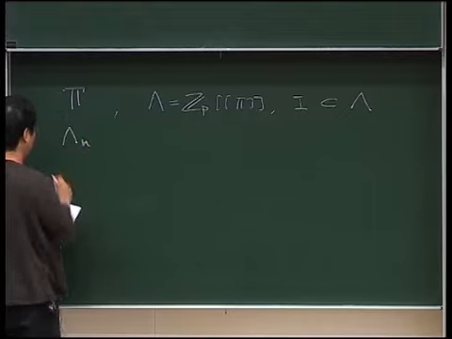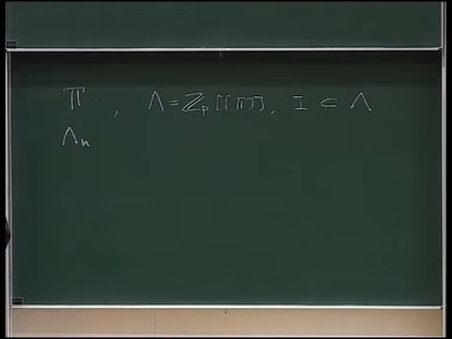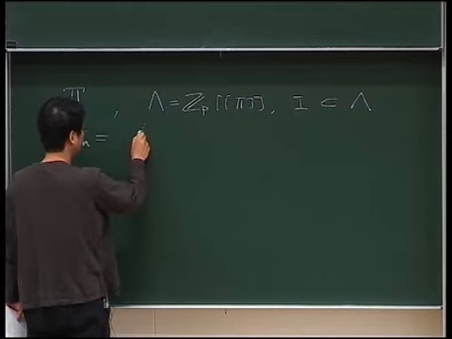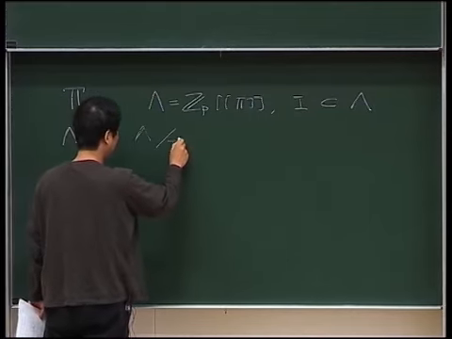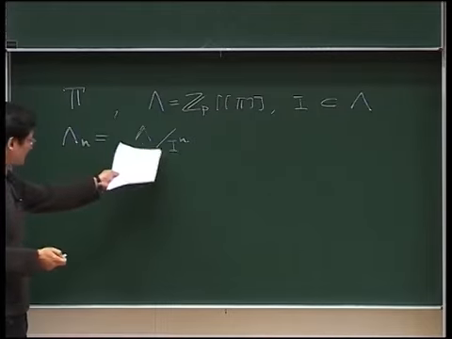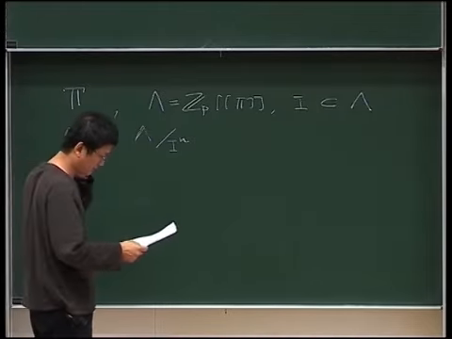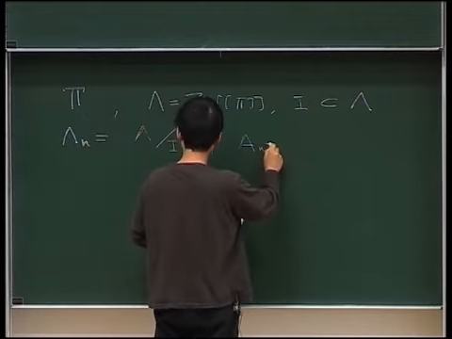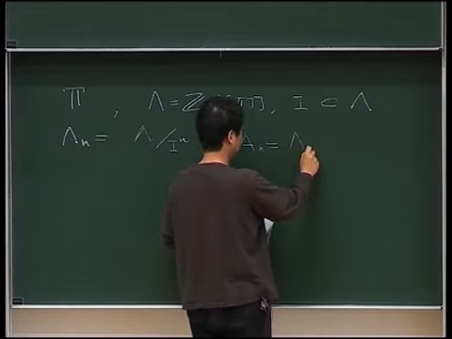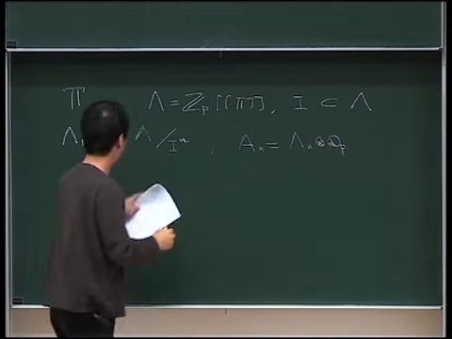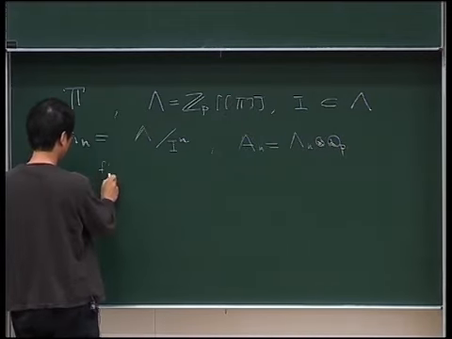Maybe I'll also occasionally use this notation Λ_n. I should have used it before as well, but I didn't, which was just Λ divided by the nth power of the augmentation ideal. Remember, I was a compact closed ideal, and this nth power, the algebraic nth power, ends up being the topological one as well. And then A_n was our notation for Λ_n tensored with Q_p. This was a finite rank Z_p algebra.